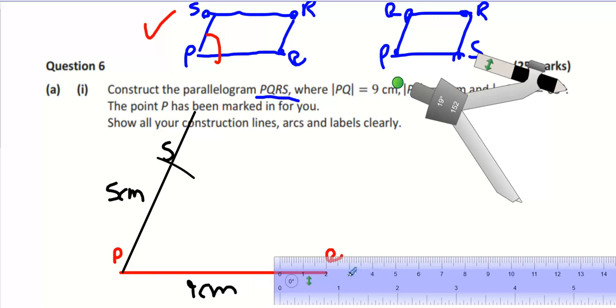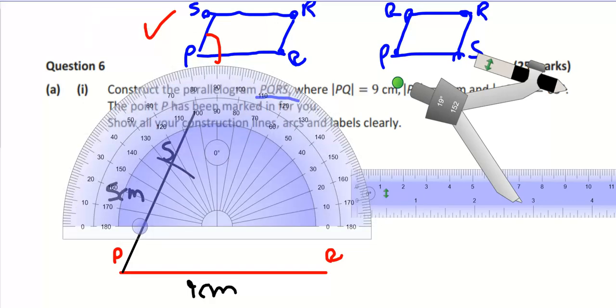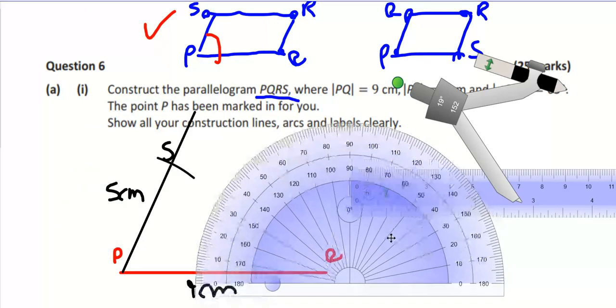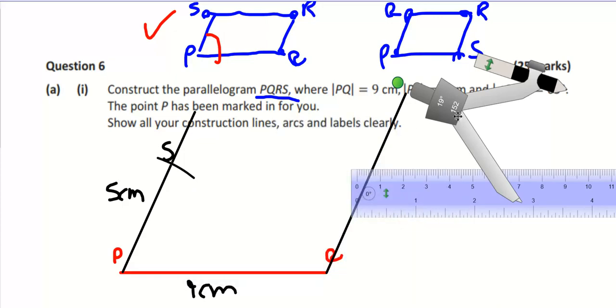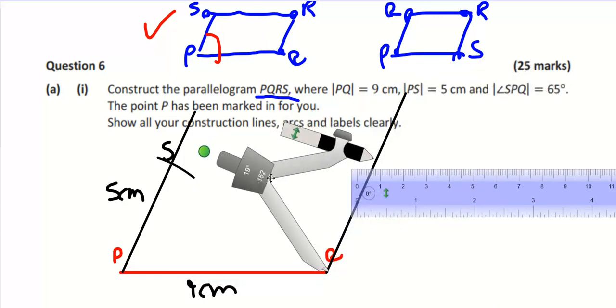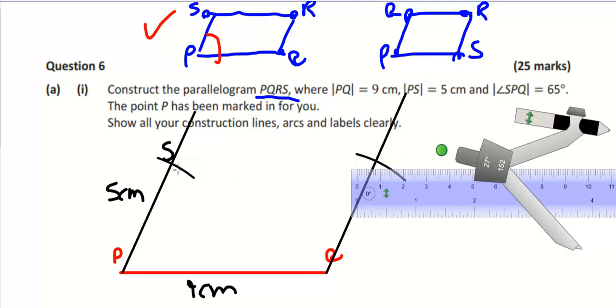Okay, so what do I have to do now? I have to do the same thing over here, don't I? With Q. So I'm just going to go over with Q, go get my protractor back. I'm going to do another 65, am I? And another 65 over here. There you go. And I'm going to do exactly the same thing. 5 centimeters. And there, lo and behold, is your diagram. Okay.